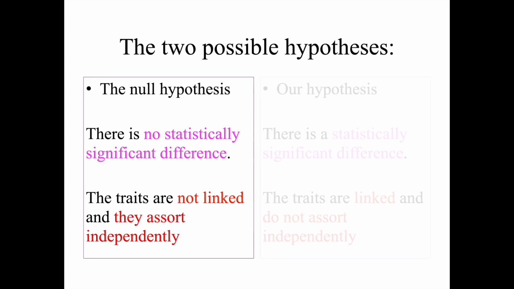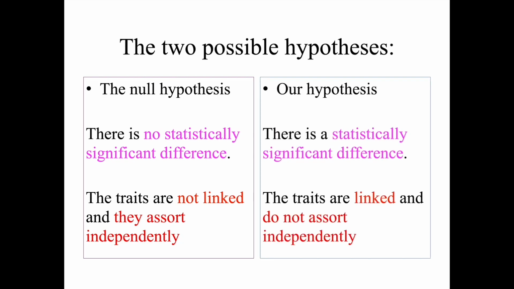So these are the two possible hypotheses. The null is that there is no statistically significant difference. The traits are not linked, they assort independently. Versus the alternative, there is a statistically significant difference, that actually the traits are linked. They're on the same chromosome, and therefore they don't assort independently.